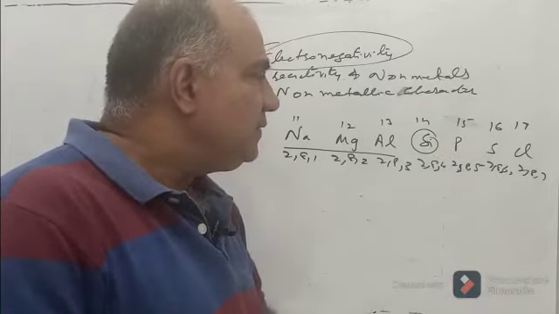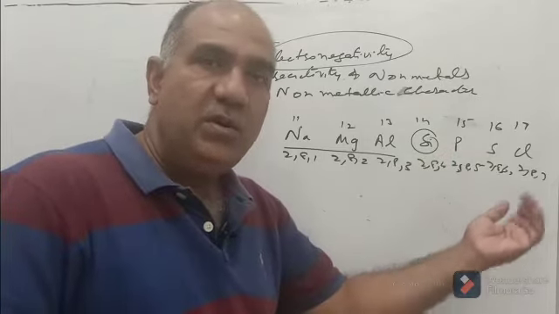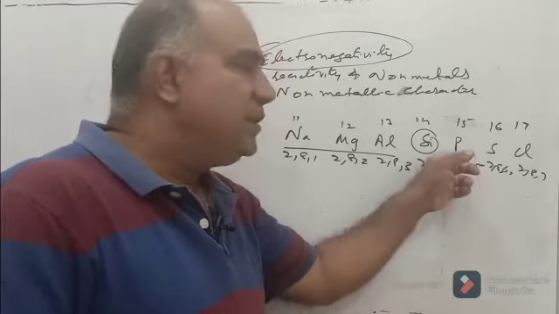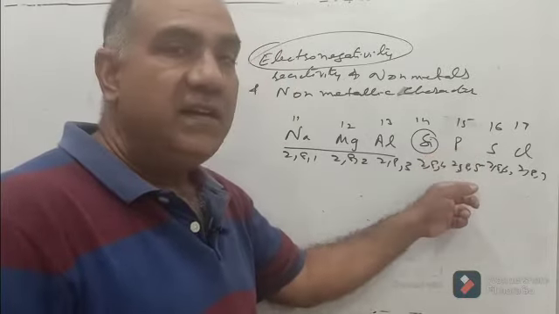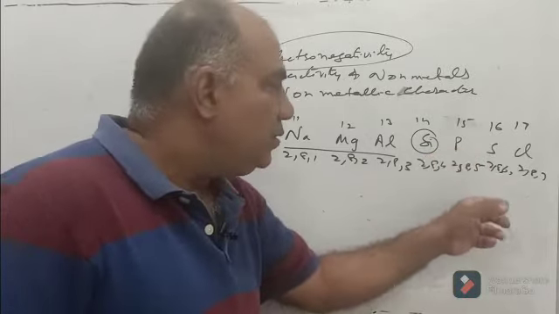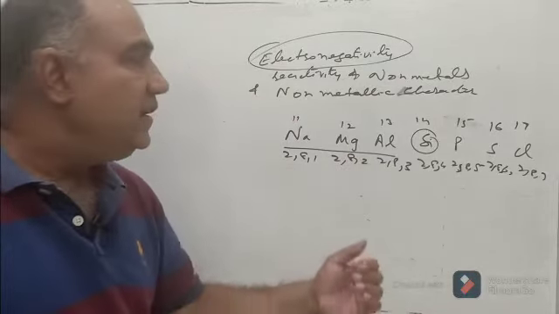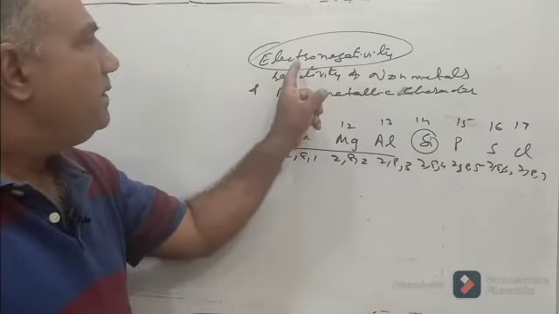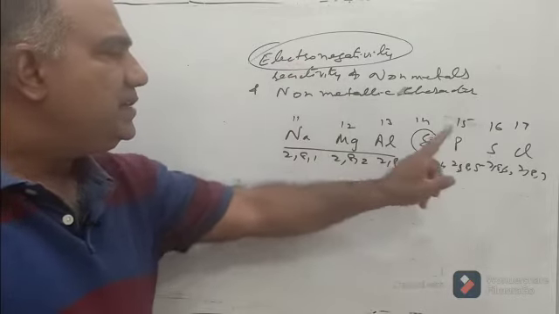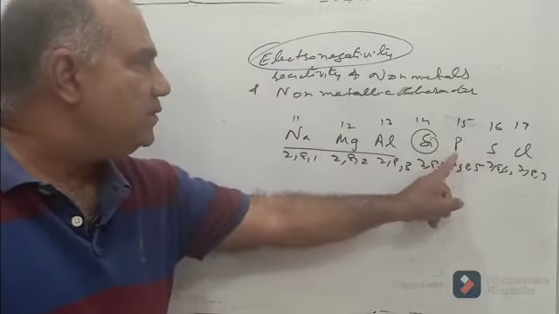So we can say sulfur is able to gain 2 electrons more easily than phosphorus is able to gain 3 electrons. The element that is able to gain an electron more easily and become electronegative is more electronegative. So we can say sulfur is more electronegative than phosphorus.